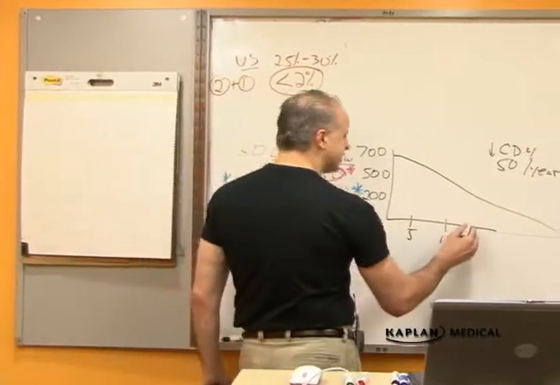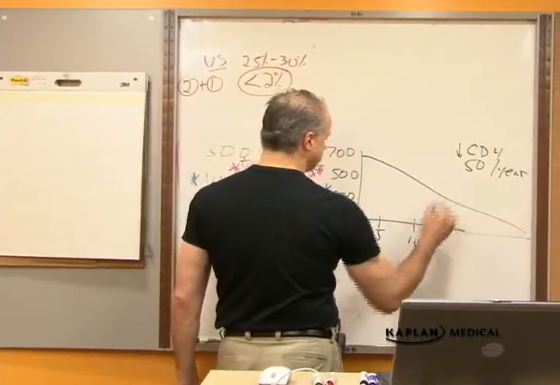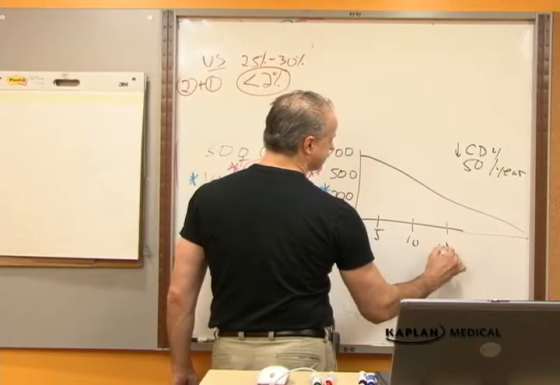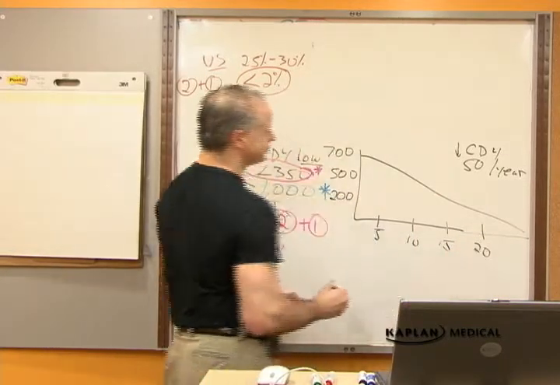However, we know that some people drop at 100 cells per year, and some people, on the other hand, their T cells drop less.